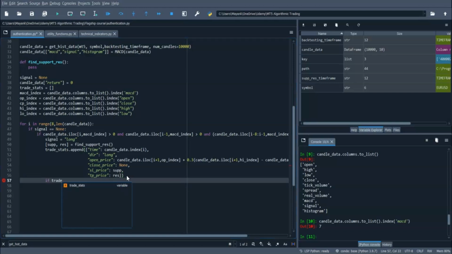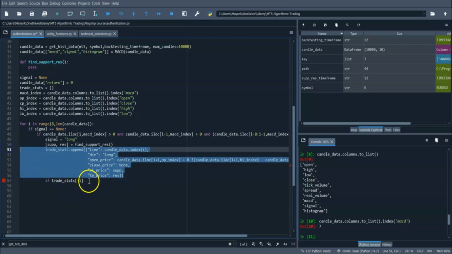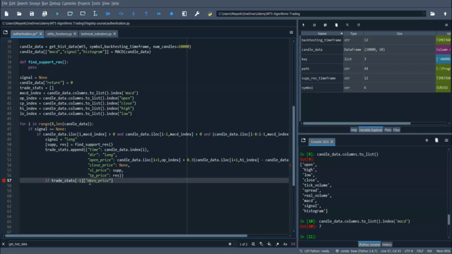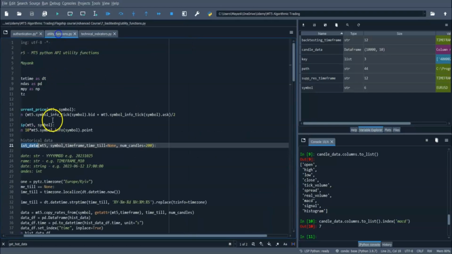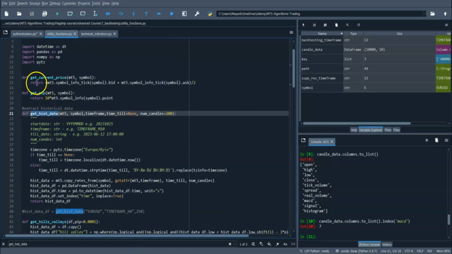If trade stats, the last value, so the value that we have just updated, if the open price is less than the stop loss price, so let me copy this, paste it here, and change this to SL price. If that's the case, then I will assign the stop loss value as the open price minus 80 pips. So minus 80 into, we have the function get pip. If I recall, we have created it somewhere in the utilities. Yeah, get pip.